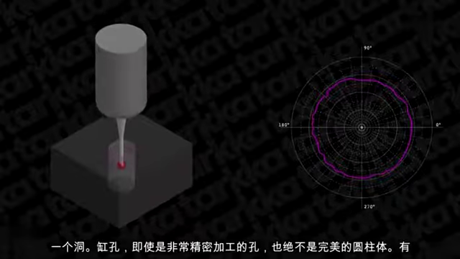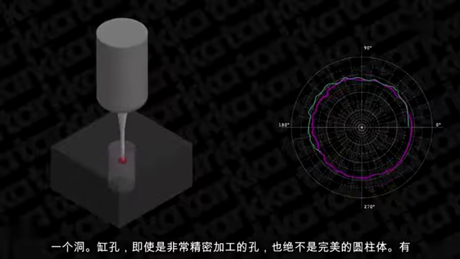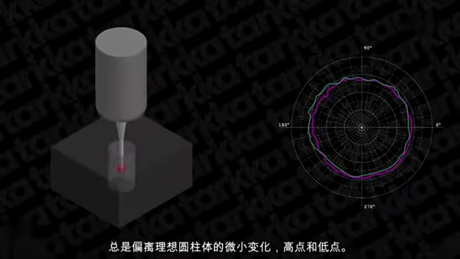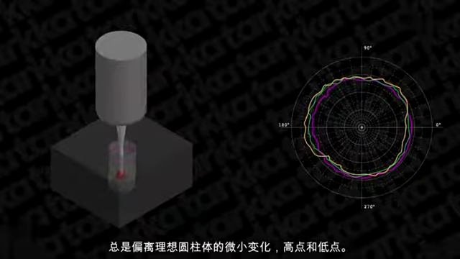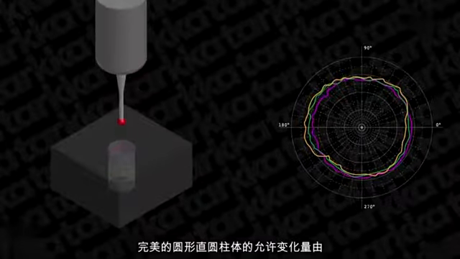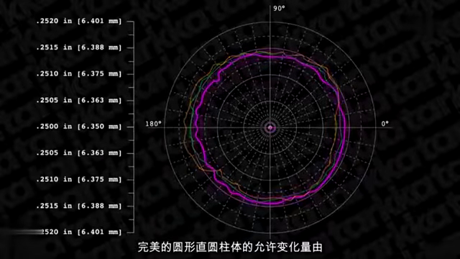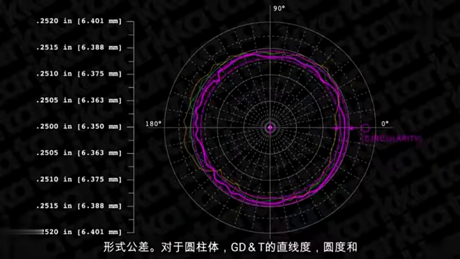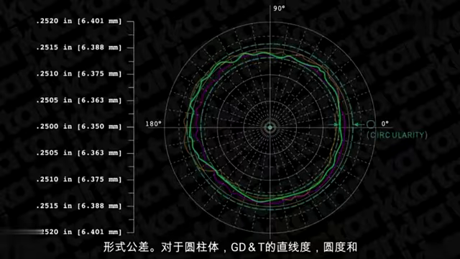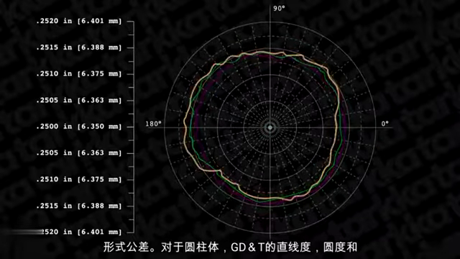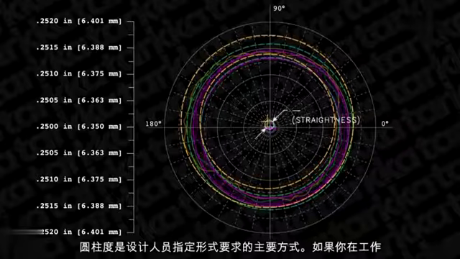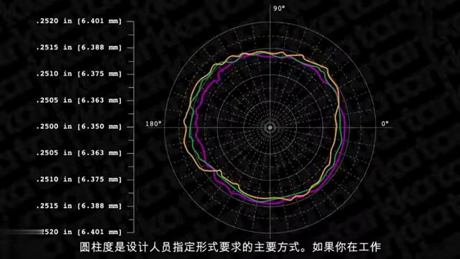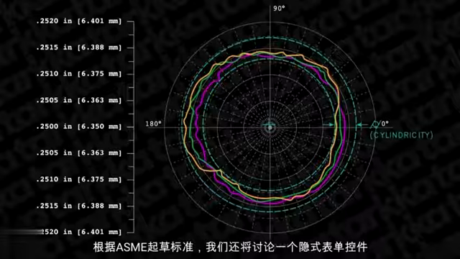A bore, even a very precisely machined one, is never a perfect cylinder. There are always tiny variations, high spots and low spots, that deviate from a perfect cylinder. The amount of allowable variation from a perfectly round, straight cylinder is controlled with a form tolerance. For cylinders, the GD&T tolerances of straightness, circularity, and cylindricity are the primary ways the designer specifies form requirements. If you are working to ASME drafting standards, there is also an implicit form control that we'll talk more about a bit later.